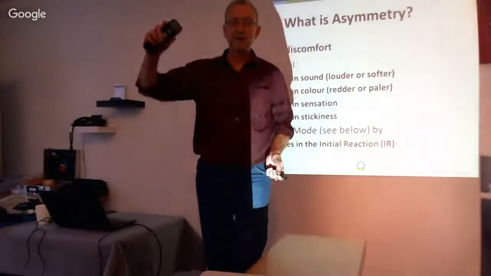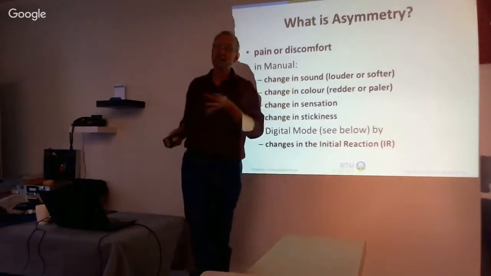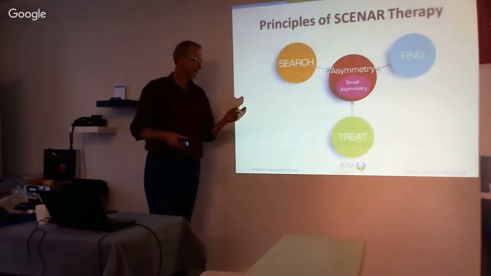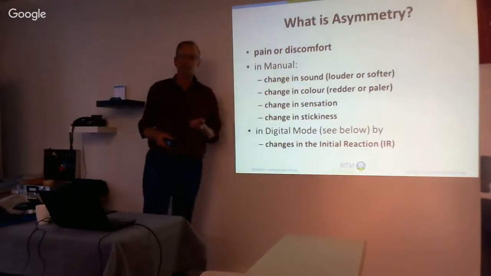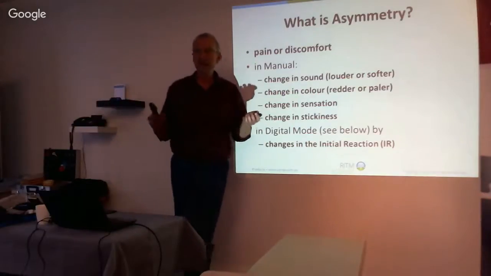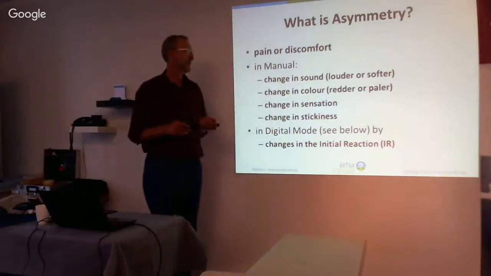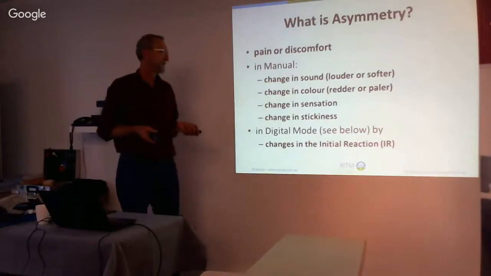And usually the sound would be the same all over the place, unless you hit an asymmetry. Then the sound can be louder. Oops, sorry, wrong button. Or it could be softer. Then you can notice a change of color when you brush along there, and I'll show you a few slides in a minute. It can get redder or it can get paler. That indicates an asymmetry as well.